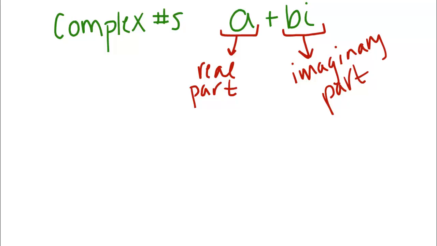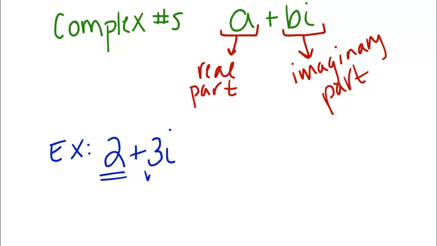So here's an example of a complex number. Something like, I don't know, 2 plus 3i is complex. It has a real part and an imaginary part. And we'll see how these numbers show up in solving equations.